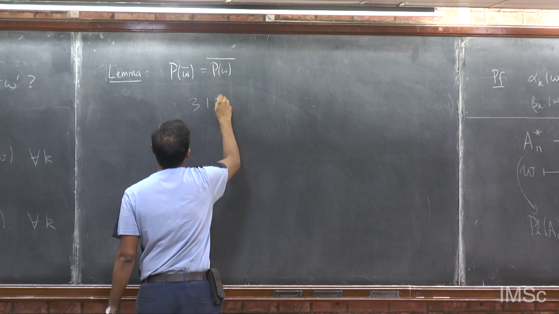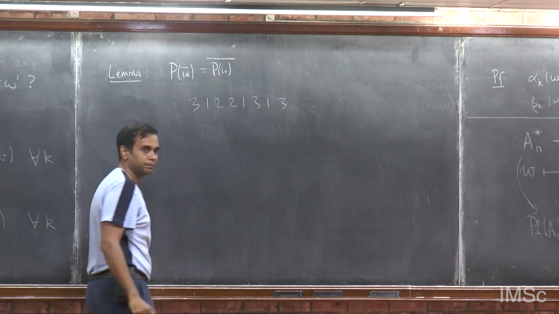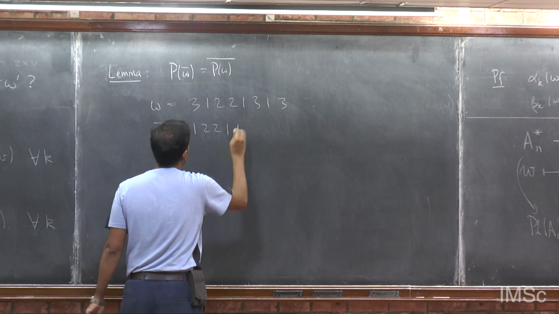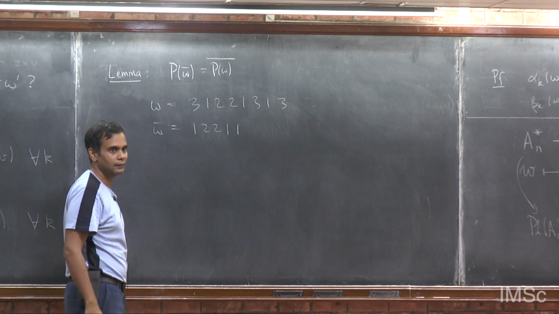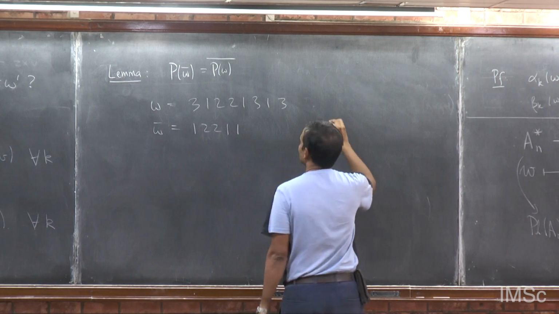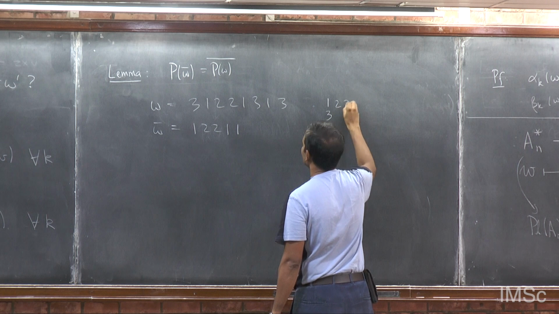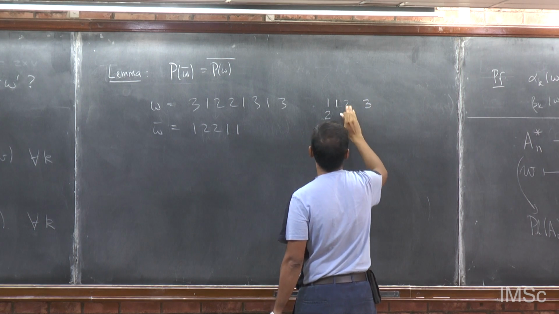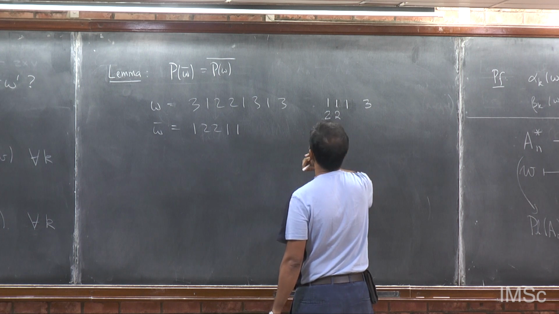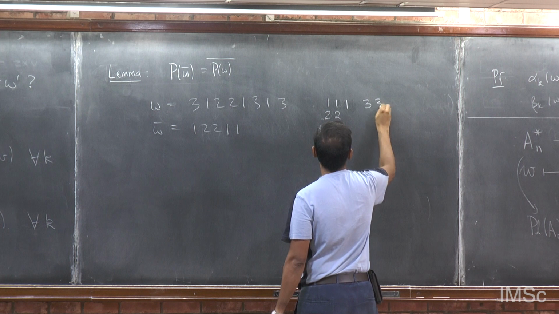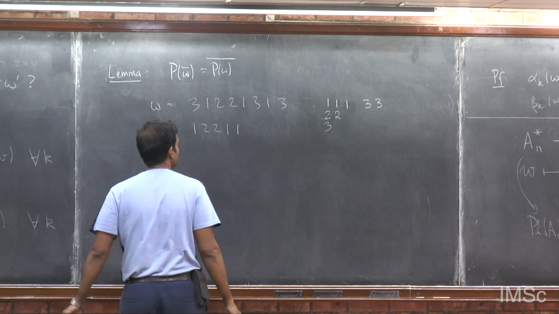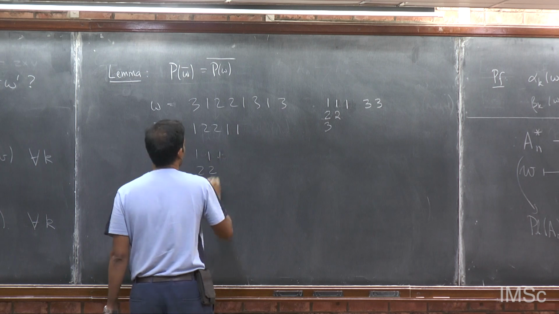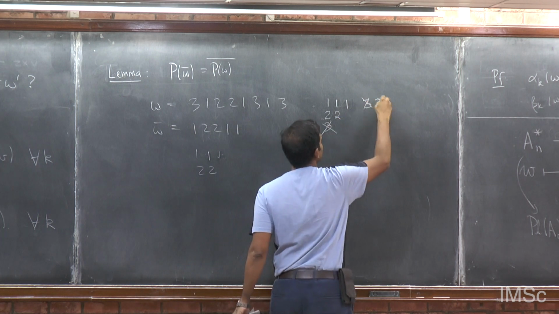Suppose I take a word like 3 1 2 2 1 3 1 3, and W bar is 1 2 2 1 1. Let's take n equals 3. Let's just compute P of W. First the 1 pushes down the 3 and then we get 2 2, and then this 1 pushes down the 2 to the 3 and then the 3 comes here, and then this 1 pushes down the 2 here, and then I have this 3. That's it, right? I hope I did it correctly. So 1 2 2 and then the 1 pushes down the thing. So this is what is left after I erase these 3.